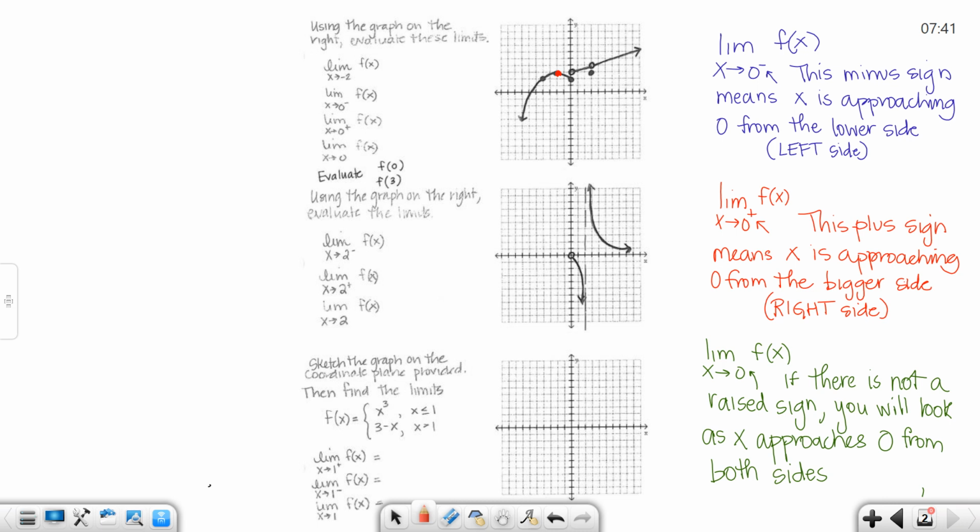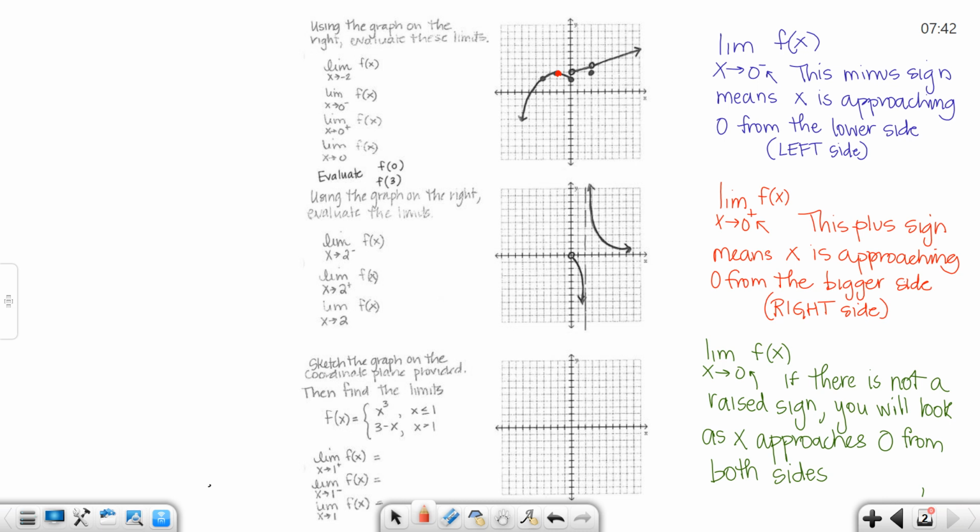If you have a minus, it looks like it's in the exponent position, but that's not really what it means. If you have a minus raised above the limit value, that means you're looking as x approaches 0, in this case, from the left. If you have a plus, that means you're looking at the right side of that value. And if it doesn't have a raised expression over the limit value, that means that you're looking at both sides.